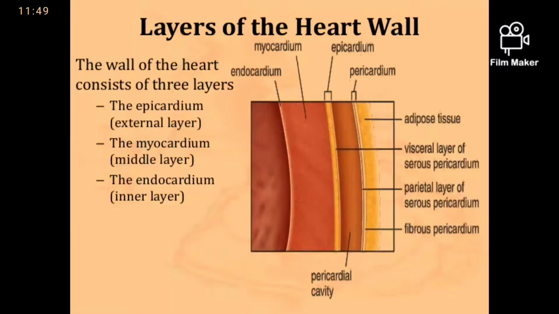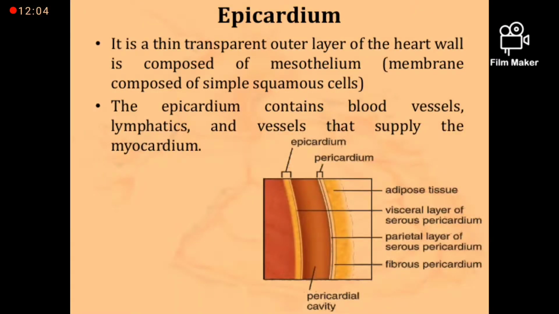Here you can see layers of the heart wall. The wall of the heart consists of three layers: epicardium, myocardium and endocardium. And outside there is some adipose tissue. Epicardium, here you can see epicardium. It is a thin transparent outer layer of the heart wall. It is composed of mesothelium, a membrane composed of simple squamous cells. The epicardium contains blood vessels, lymphatics and vessels that supply the myocardium.